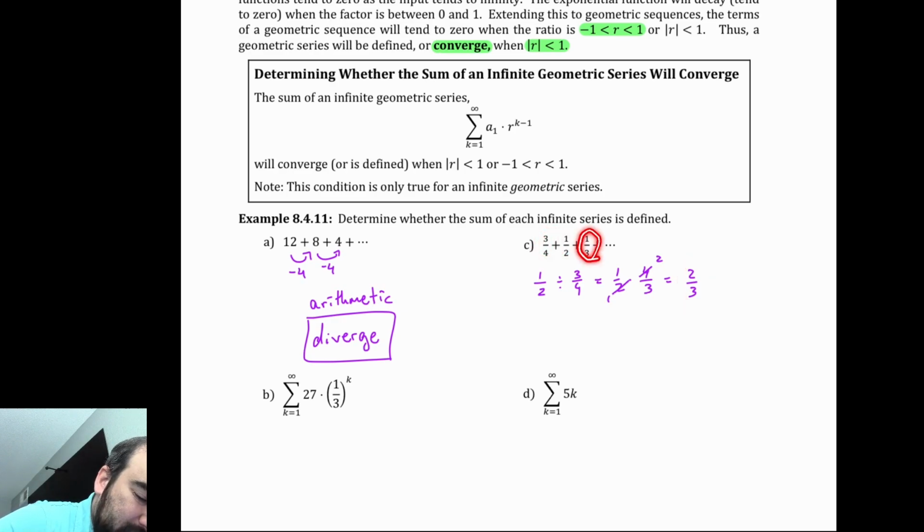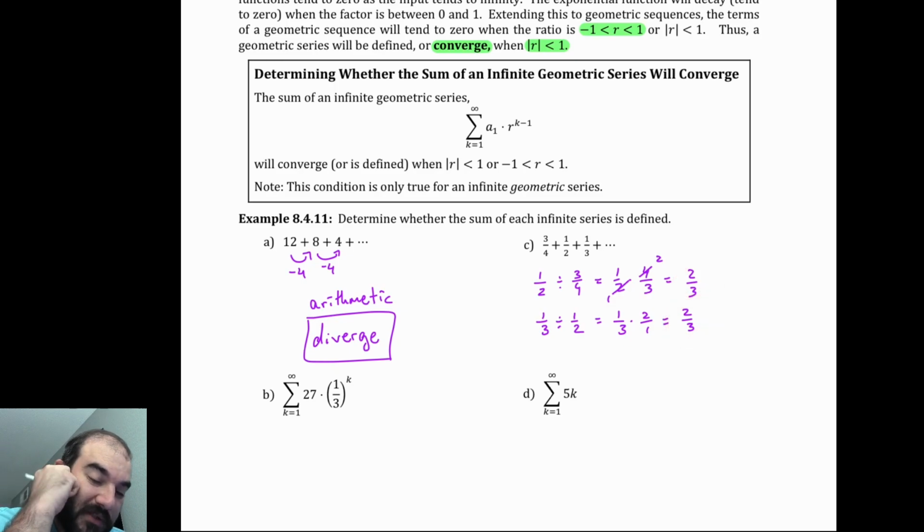Let's do the same thing with the next set of terms. If I take the 1/3 and I divide that by 1/2, we flip that second fraction and we multiply. So 1/3 times 2/1, which again gives us 2/3. So this tells me that we get from one term to the next by multiplying by 2/3. So this is the common ratio r.